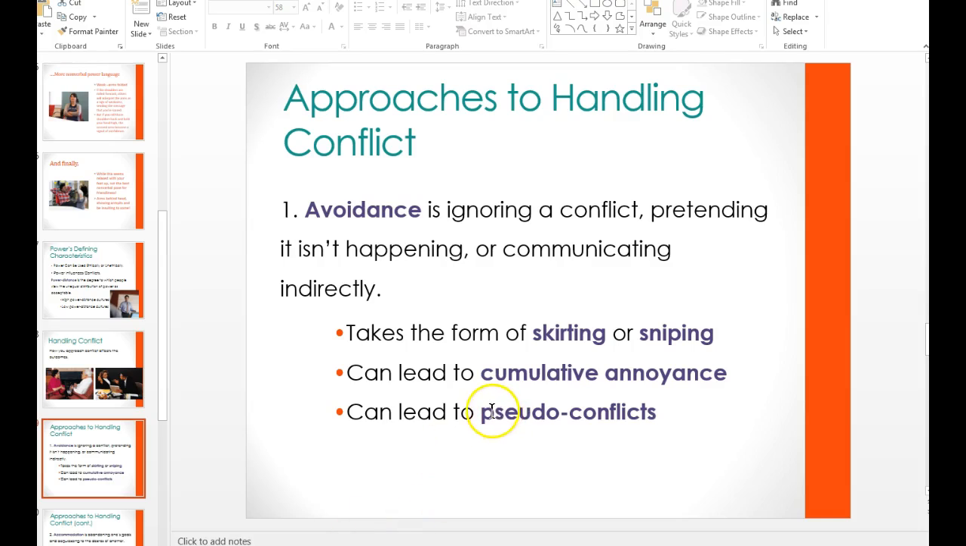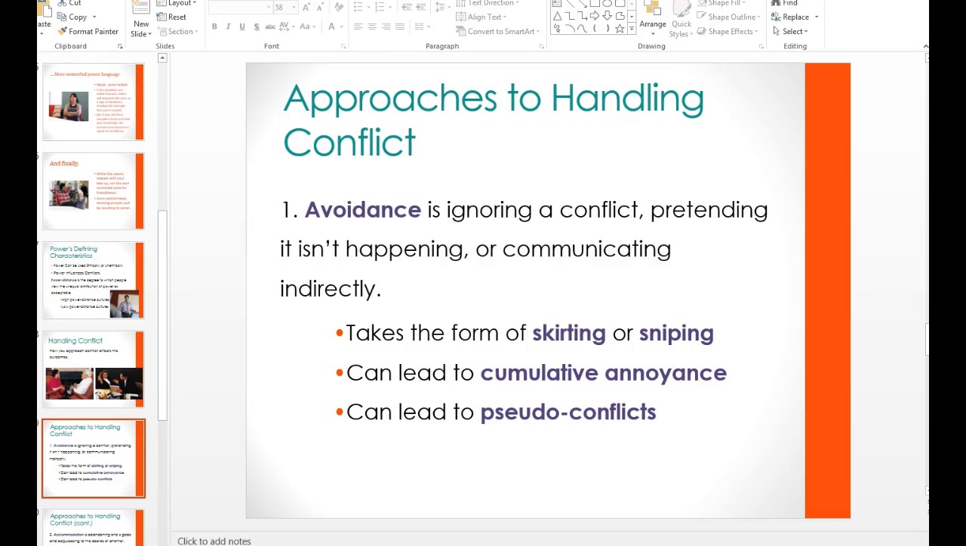Another result of avoidance is a pseudo-conflict, where, for example, your perception is that a conflict exists, when in fact it really doesn't. In other words, you may think your boss really hates you when your boss doesn't at all. Your boss is just having other personal problems and it appears that they're taking it out on you.